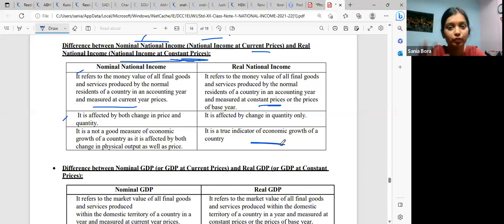But real is the truth. That's why it is a real friend. Over here, your real friend is with you. No matter what the world is saying, he will stay with you. Right? So it is a true indicator of economic growth of a country. Sometimes in a one-marker they also ask you, dash is the true indicator of economic growth of a country. So it's real national income. Clear? Or they will give you national income at constant price. Okay?